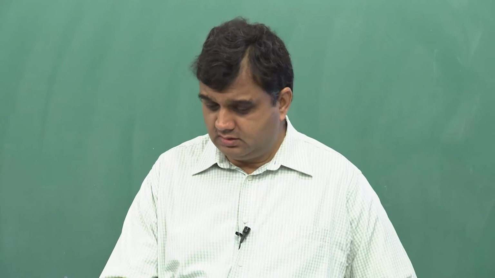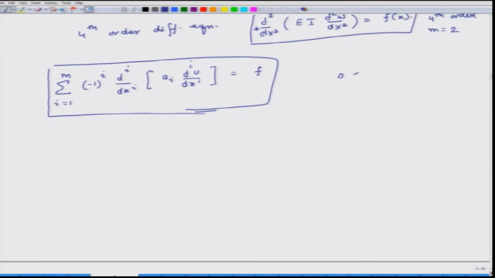So, here x varies between 0 and L, right, and A_i is actually a function of x. A_i is a function of x and u is the exact solution. u is the exact solution. If I have an FE solution, then I will call it u_h.